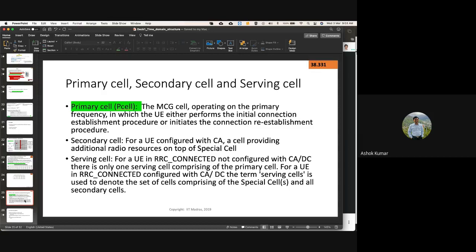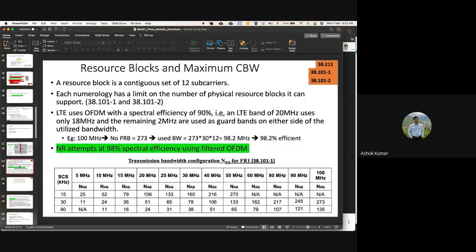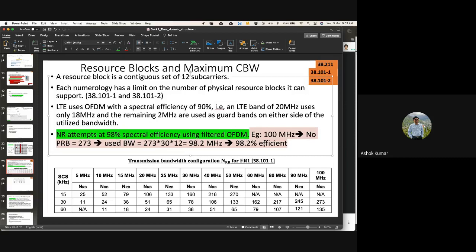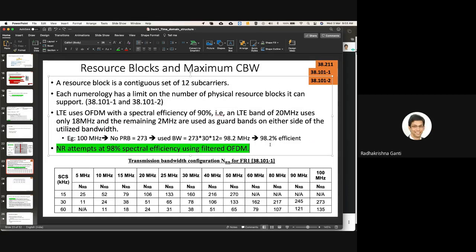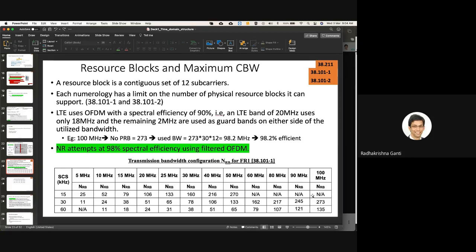So how is this spectral efficiency achieved, from 80% to 98%? Essentially, this is the efficiency of using spectrum. In LTE, in 20 megahertz, they are using only 18 megahertz. They use 1 megahertz on either side as guard bands. Here, a lot more subcarriers are allowed to be used for the same bandwidth. That is why it's more efficient. The effective guard bands are larger in LTE. We were not able to do that in LTE, but how are we able to manage now?